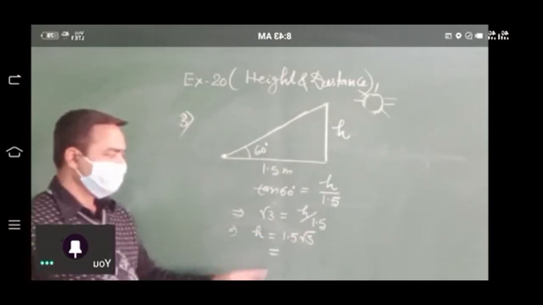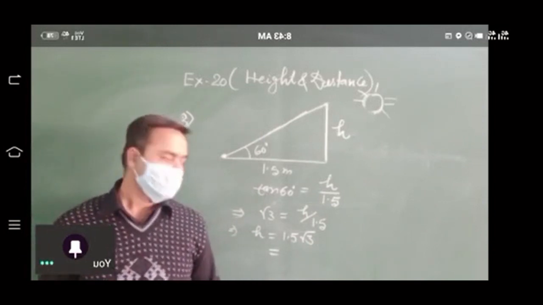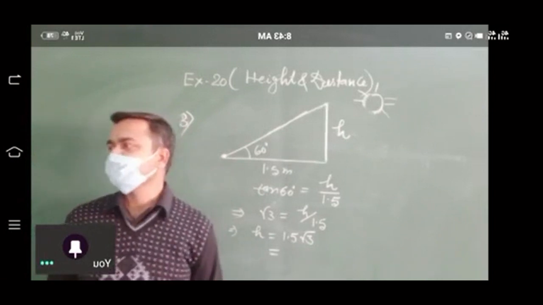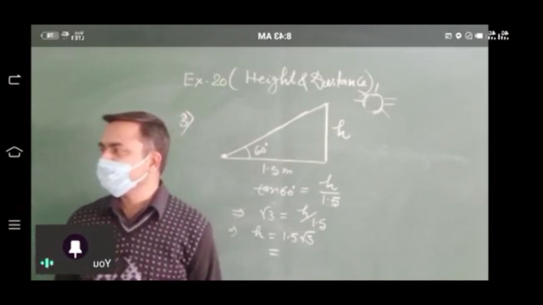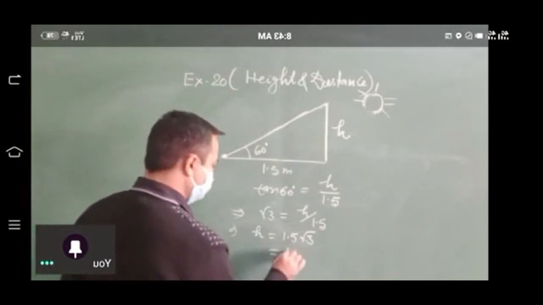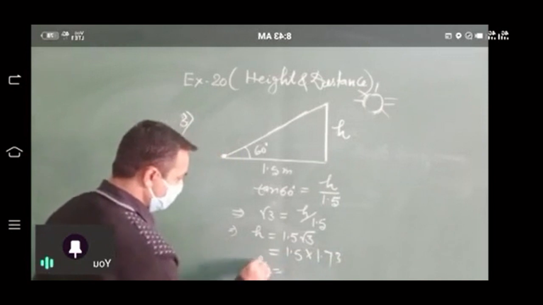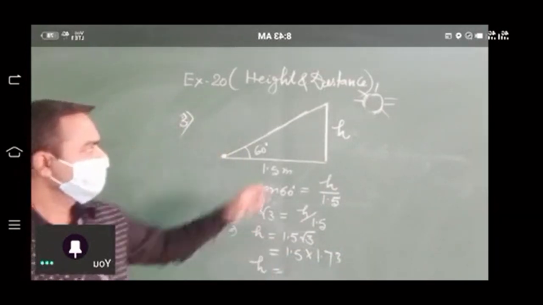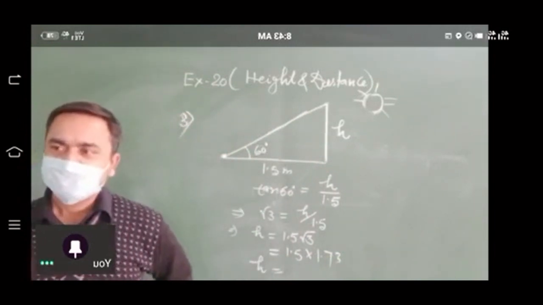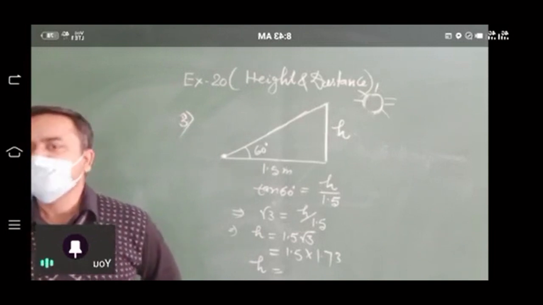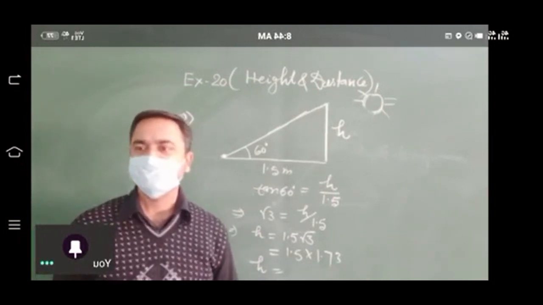Now, this one is the answer, but if you are taking the answer in decimal terms, then put the value of under root 3. What is the value of under root 3? 1.73. Take minimum 2 digits, 1.73, and do the multiply and then you will get the result, the height of the wall in meter. Okay, do the multiply. Tell me the multiply. What is the multiply of 1.5 into 1.73? Anyone tell me?